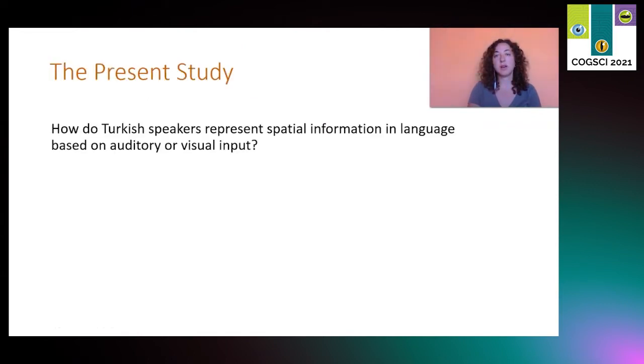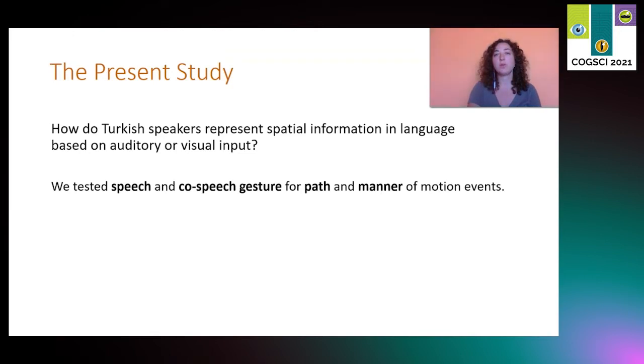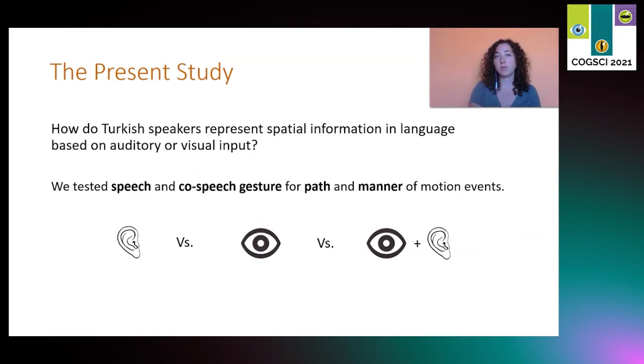In the present study, we ask how Turkish speakers represent spatial information in their multimodal language based on auditory or visual input. We compared verbal and gestural expressions of path and manner for motion events presented as audio-only, visual-only, or multimodal stimuli. Our main goal was to compare audio-only versus visual-only stimuli, but we also included a multimodal condition, and this enabled us to further test the dominance of vision. If vision alone provides enough information about events, then we wouldn't expect any difference between the conditions of vision-only versus multimodal.